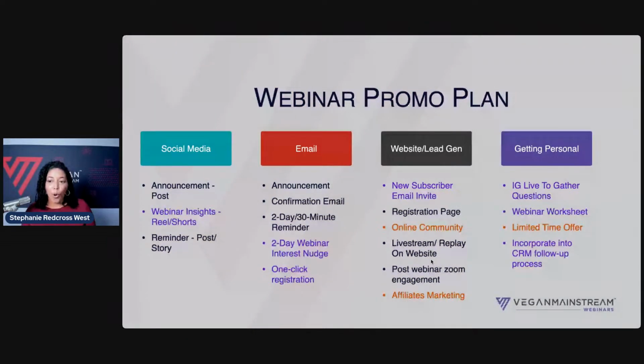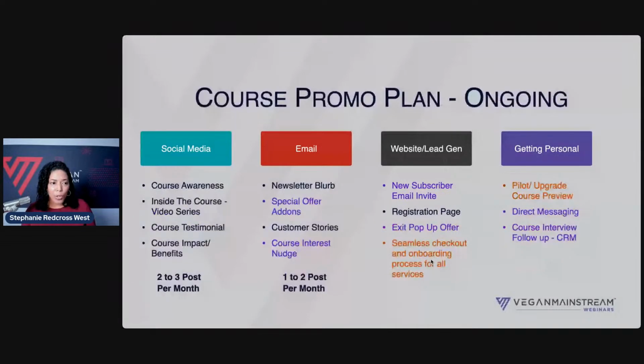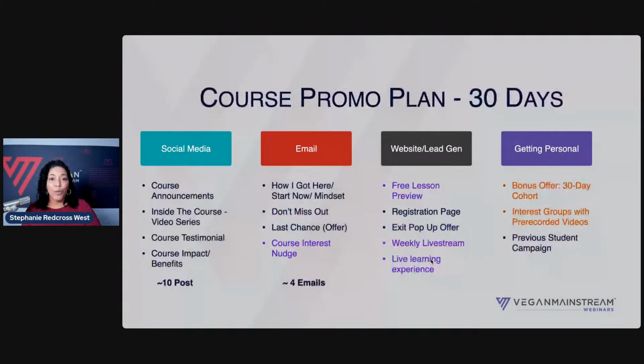I'm going to show you one for a course that's an ongoing promotional plan, and I'm going to show you one for a 30-day course. Now, if you sell a physical product, like vegan shoes, vegan purses, vegan skincare, you're just going to substitute the course one for that product. And if you're going to sell it like a launch, you're going to look at my 30-day example. If you're going to sell it ongoing, you're going to look at this example. So I'm just going to walk you through different options.